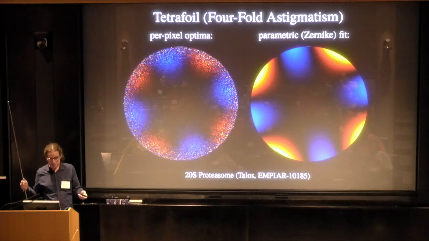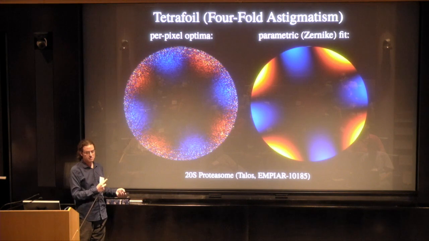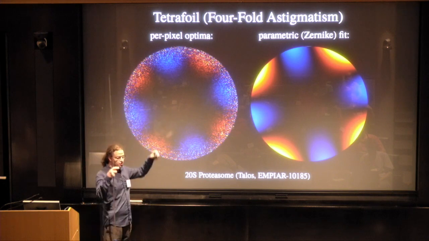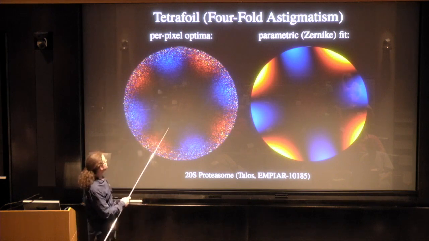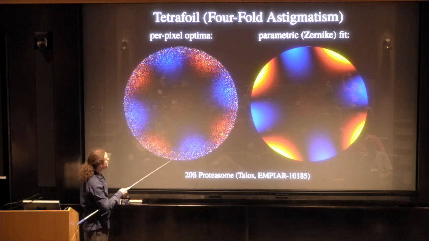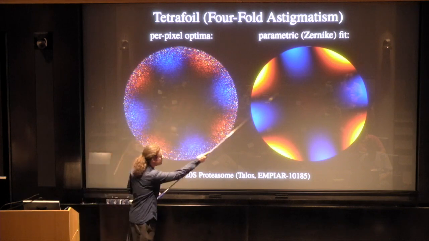Right. And like before, we can also look at the actual per pixel optima, the optimal per pixel phase shifts. And in this case, that's the same data set as the one before, the one with the very strong aberration. And here we see that the true CTF is running ahead of the expected one in 4 directions and lagging behind it in 4 other directions. And this can be expressed by our Zernike model again.